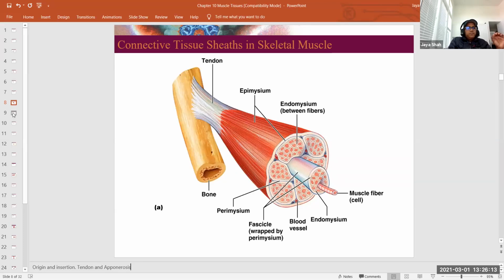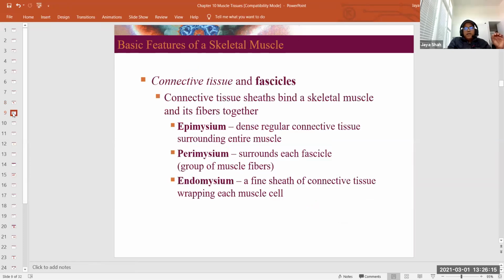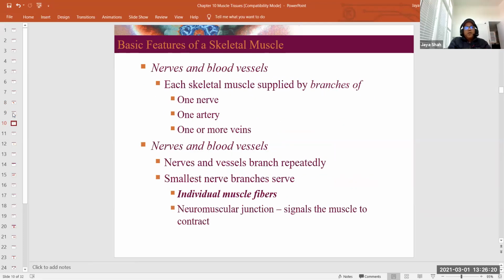So that is epimysium, perimysium, and endomysium. Okay, basic features of skeletal muscles. Nerves and blood vessels. Each skeletal muscle is supplied by a branch of at least one nerve, one artery, and one or more veins. Nerves and vessels branch repeatedly.